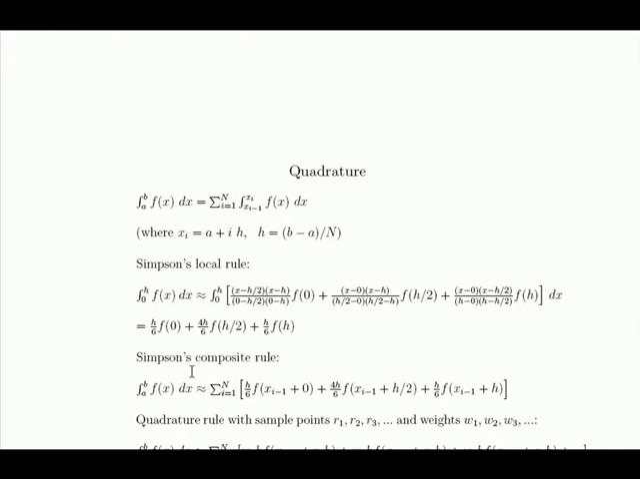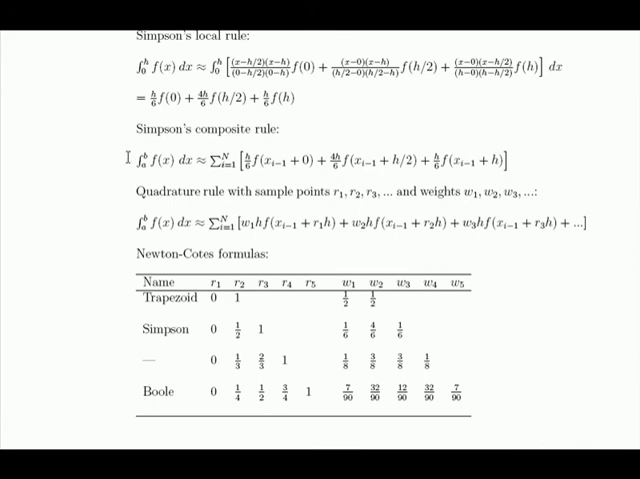If we want to use it over the interval a to b, we divide a to b into a bunch of strips, and in each one we approximate the integral over that strip by h over 6 times f at the left-hand point plus 4h over 6 times f at the midpoint plus h over 6 times f at the right-hand point. This is called the composite rule. That's the sum of the local rules, sometimes called the global rule.